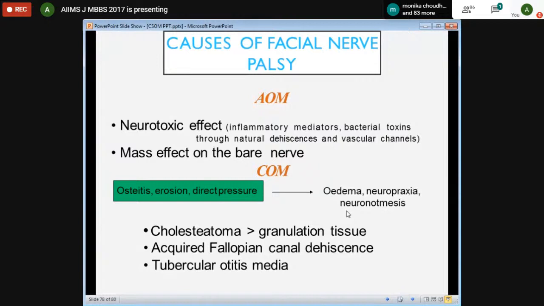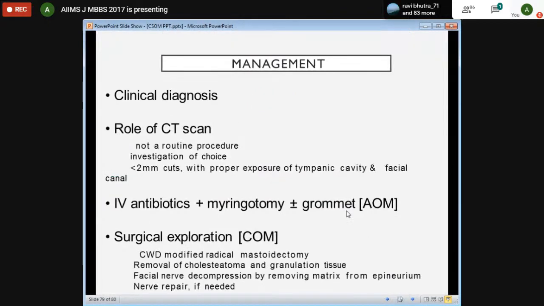So what we have to do is make the diagnosis. We do a CT scan and antibiotics, and if it is due to ASOM, we do a myringotomy and take out all the abscess. And in case of chronic otitis media, we just do a canal wall down mastoidectomy.